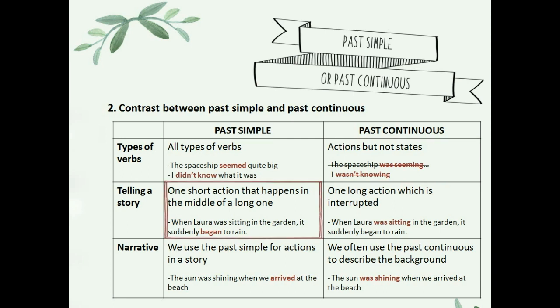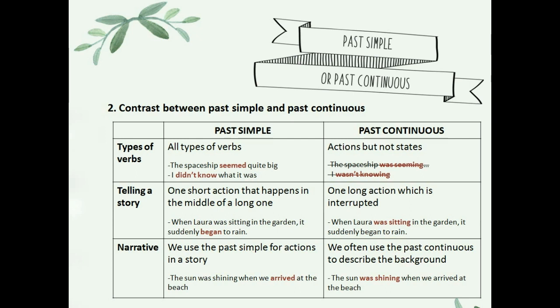Now, when telling a story, we also have to know the difference because we use the past simple when one short action happens in the middle of a long action. Look at the example. It says, when Laura was sitting in the garden, it suddenly began to rain. There we've got a short action. Began is a short action. But in contrast, the past continuous is for one long action which is interrupted. Like in the example, when Laura was sitting in the garden, it suddenly began to rain. Was sitting is a long action, and began is the short action which interrupts this long action.